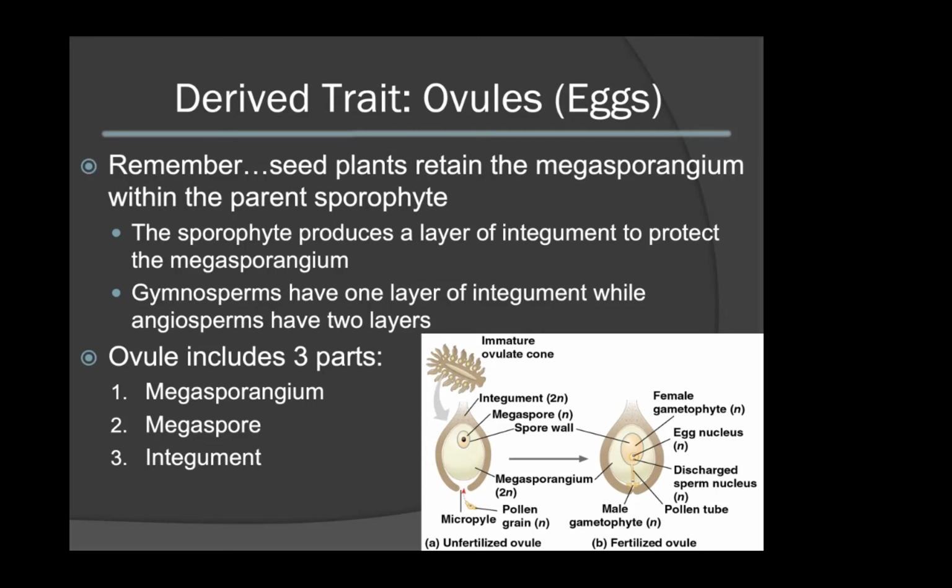In the unfertilized ovule, you have the megaspore in the center surrounded by the spore wall. This is embedded in the megasporangium, which is then surrounded by the integument. Note the presence of a micropyle, which serves as the attachment point for a male gametophyte. When a pollen grain enters into the micropyle, the male gametophyte will then be released. A pollen tube will then form, and this will allow for the sperm to reach the egg.